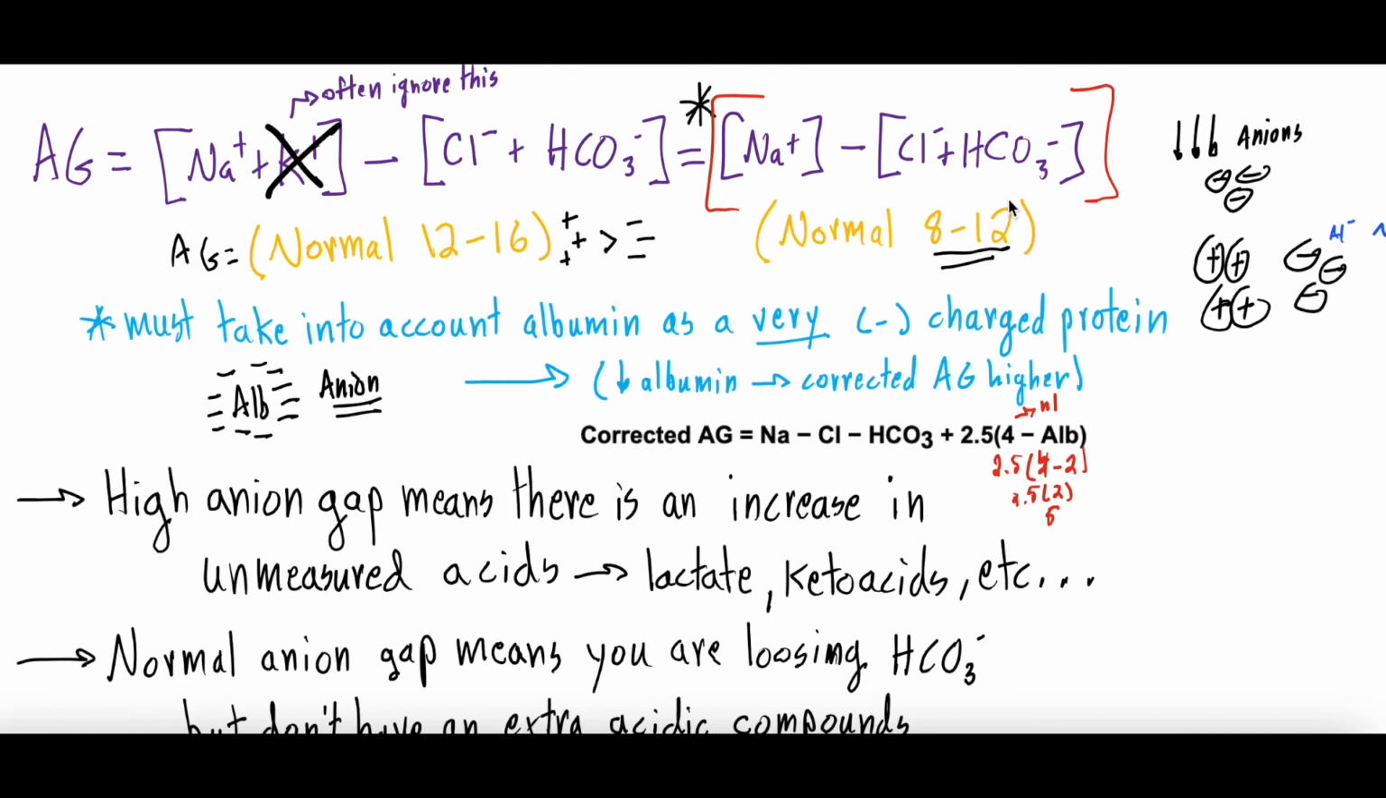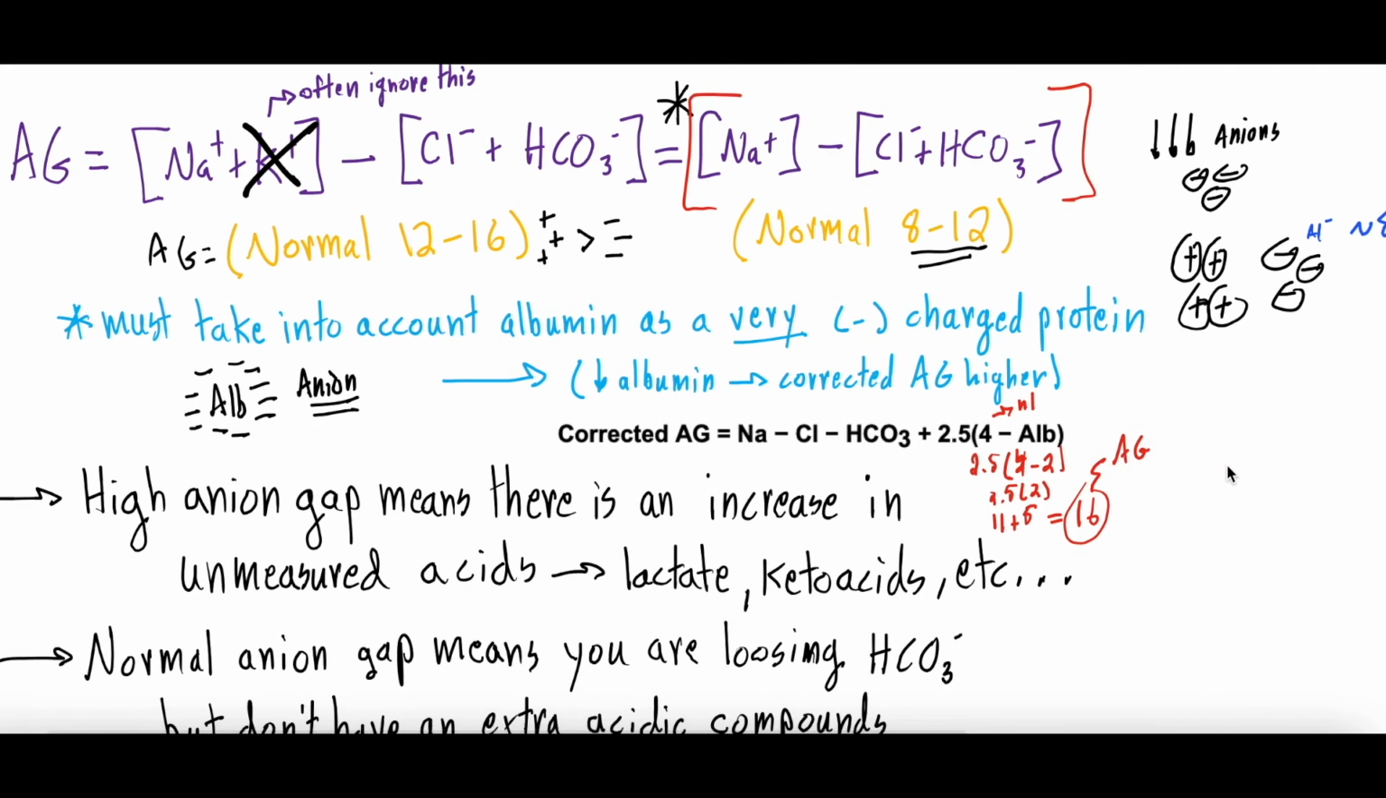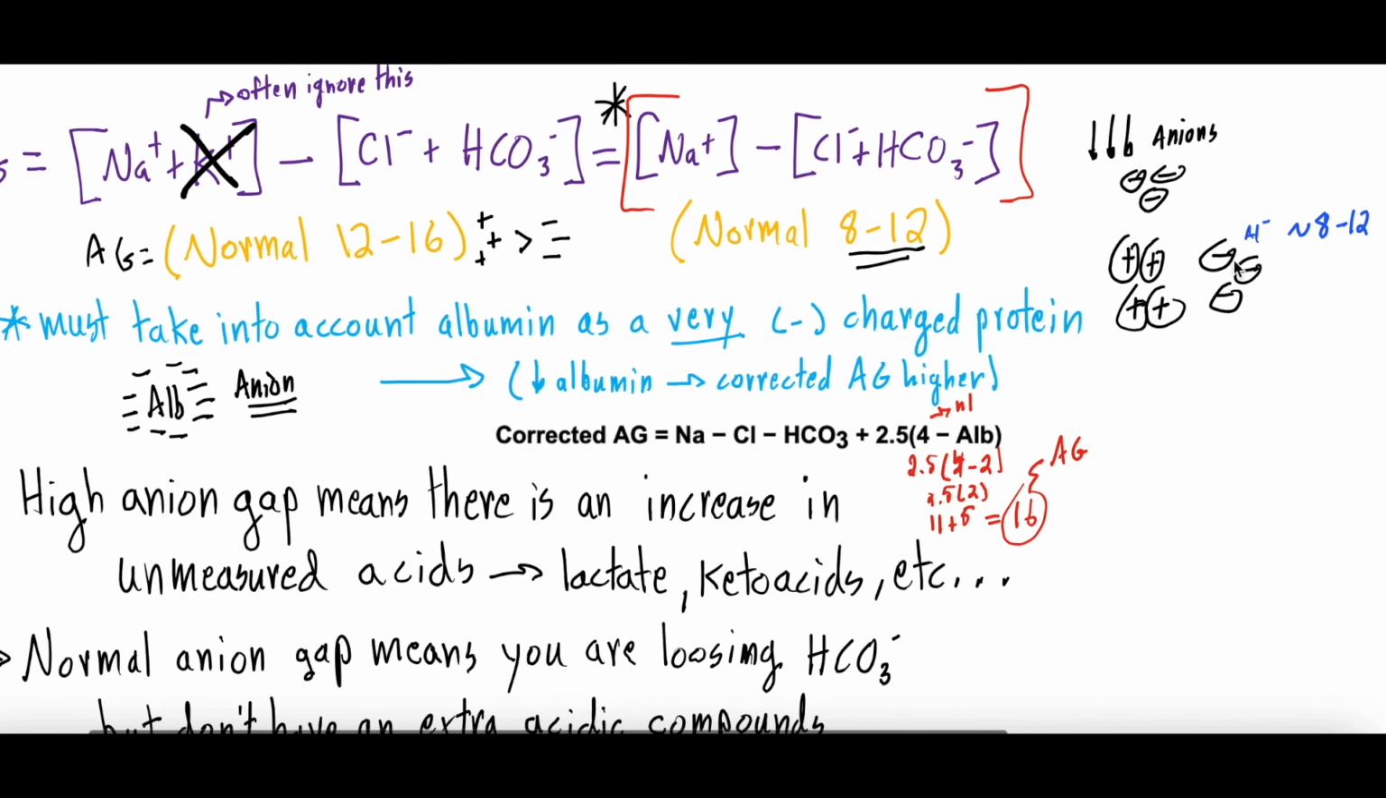So if we got an anion gap of, let's say, 11, and we were saying, oh, the anion gap's normal, well, you got to correct for albumin. If you have hypoalbuminemia, 11 plus 5 is 16. And this is actually an anion gap, meaning that there is something going on in the blood that we're going to talk more about, creating a higher anion gap than would be measured otherwise. So always take into account hypoalbuminemia.